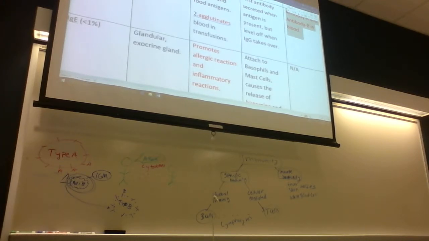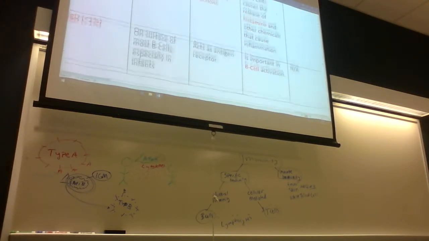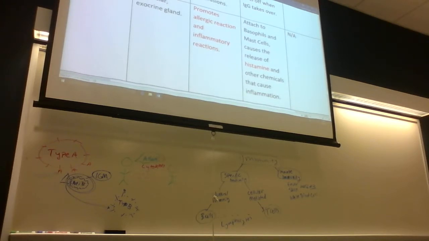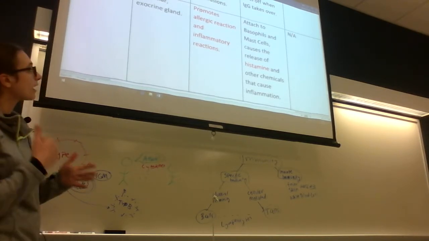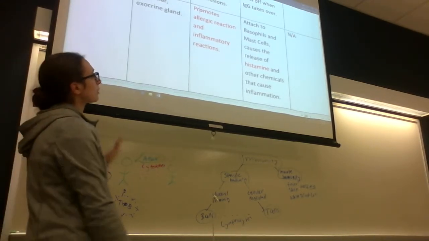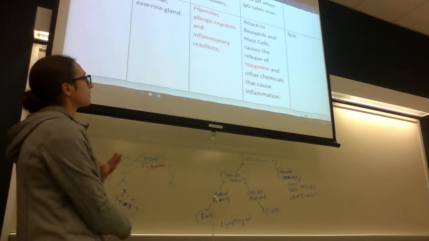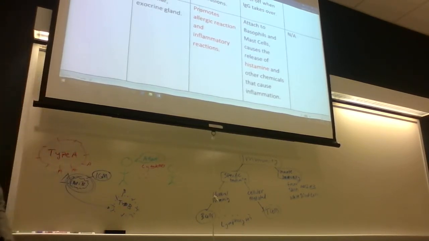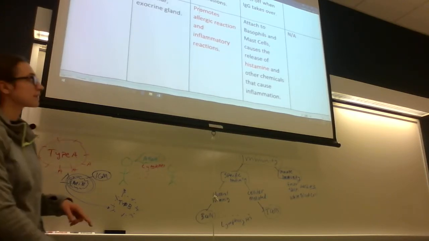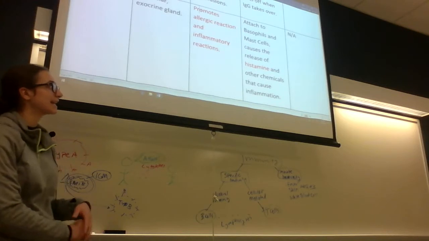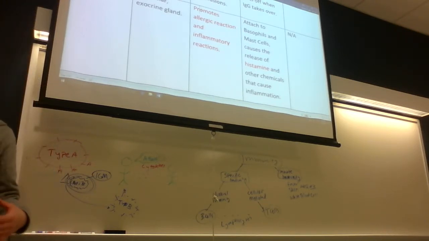Next thing we have, I believe, is the second to last antibody. These are in glandular exocrine secretions, and this is IgE. I like to think of IgE, allergy, it kind of sounds the same. IgE promotes an allergic reaction and inflammatory reactions. IgE attaches to basophils and mast cells and causes the release of histamine and other chemicals to cause inflammation.